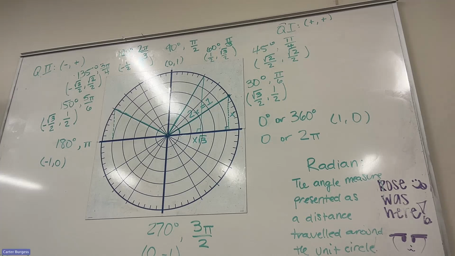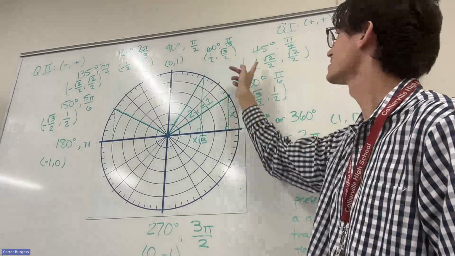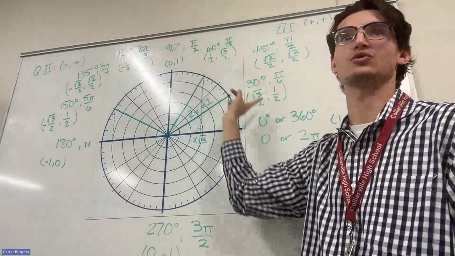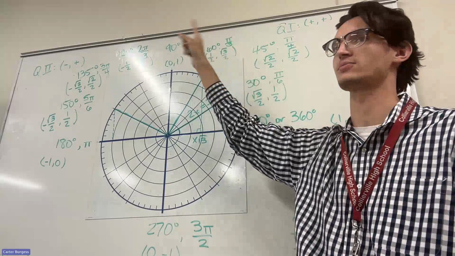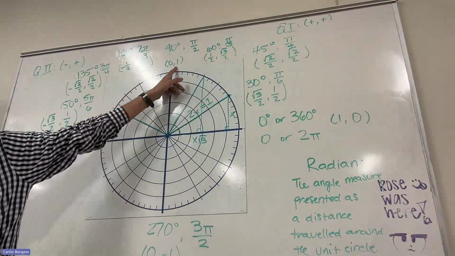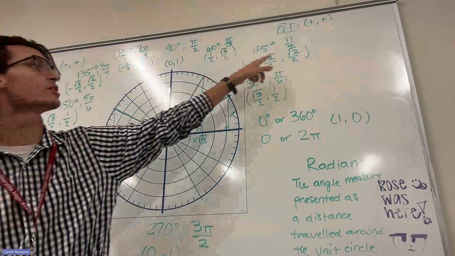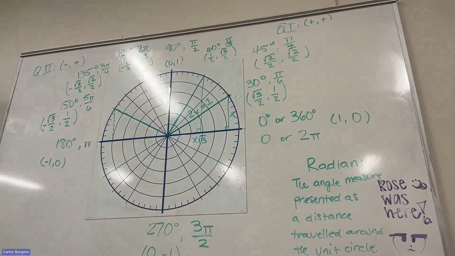Okay, something to note. When I'm closer to my x-axis, notice that my x value is larger. And as we move away from my x-axis, my x value is getting smaller and smaller. Vice versa with the y-axis. When I'm closer to my y-axis, my y value is larger. And as I move towards the x-axis, my y value gets smaller and smaller. So there are a couple of patterns at play here that we use.